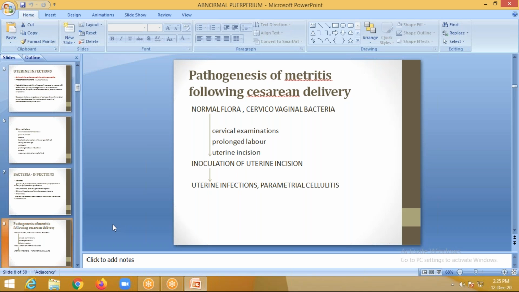Coming to pathogenesis, how does cesarean delivery lead to a greater chance of metritis? Generally, the normal flora of cervicovaginal bacteria, on cervical examination or prolonged labor or with the uterine incision, will be inoculated onto the uterine incision, and uterine infection and parametrial cellulitis will occur. So we ourselves, by doing this procedure, are lodging this normal flora onto the uterine incision, which will lead to uterine infections.